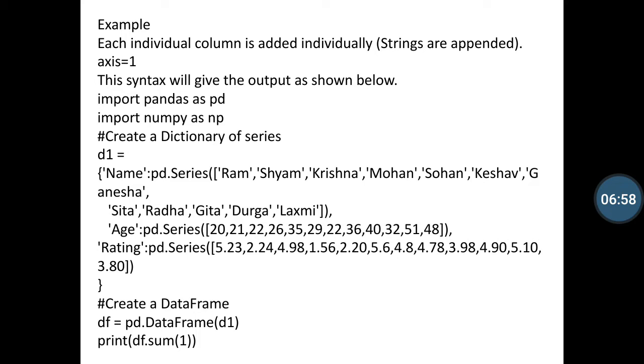Here you notice that print df.sum and then put the access value 1. It calculates the column value of the 1 in the data series. So you can notice that the index values of the dictionary are the 0th position as the name, the 1 position as the age, and the second one is rating. So it calculates the sum of the age after execution of the code.